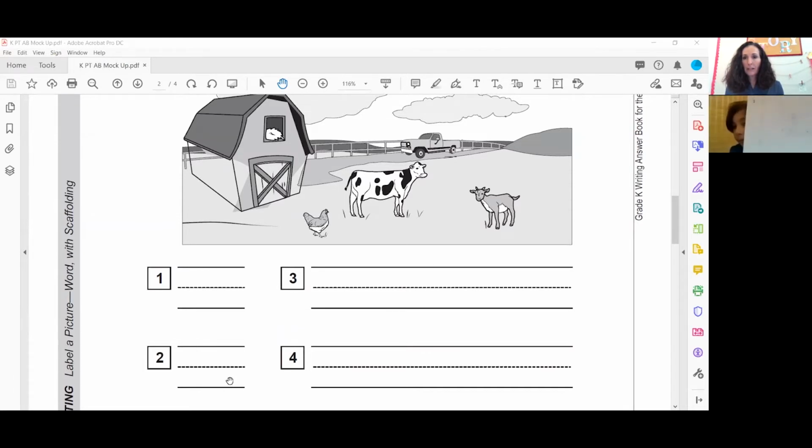Can you hold it a little closer? Thank you. Good job. Okay. This is a hen. Write the word hen where you see my pointer, here next to number 3.